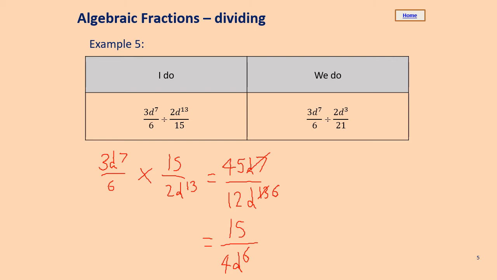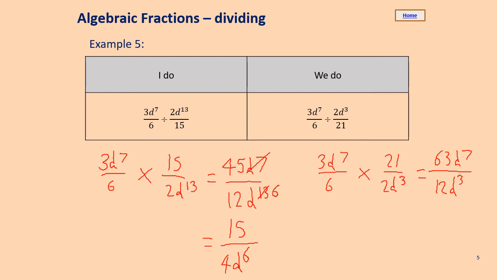Okay, and for the redo, again, start by keep, flip, change. 3d to the power 7 over 6 times by 21 over 2d cubed. All I've done is followed keep, flip, change. Multiplying that out gives me 63d to the power 7 over 12d to the power 3.